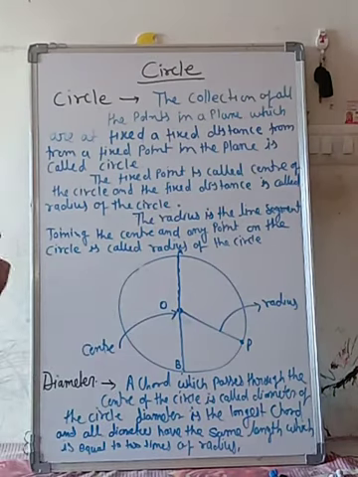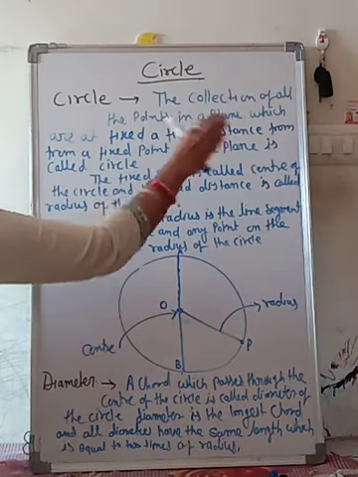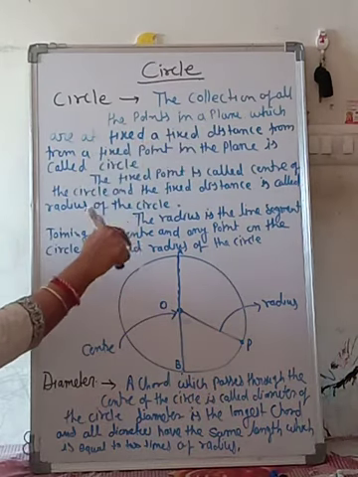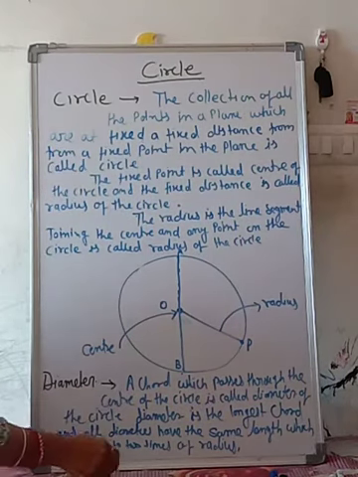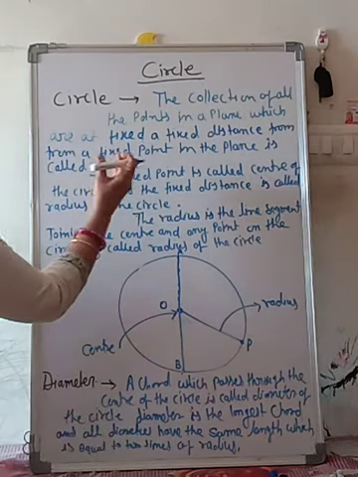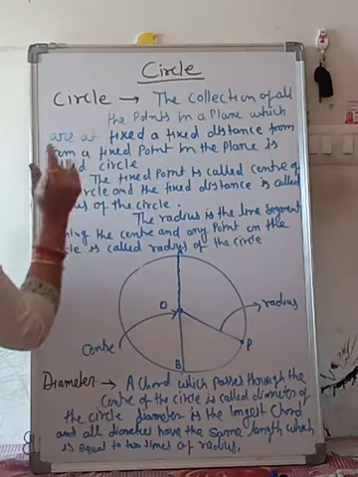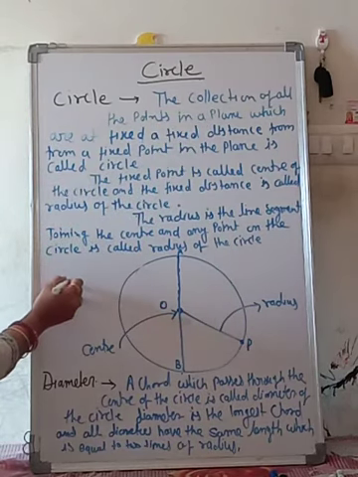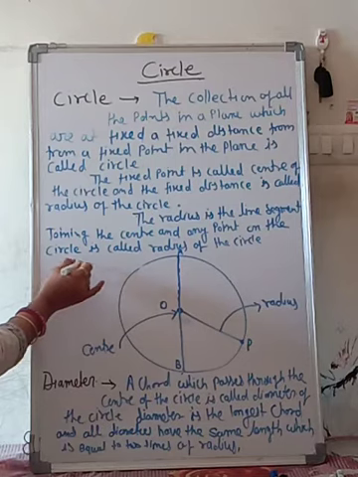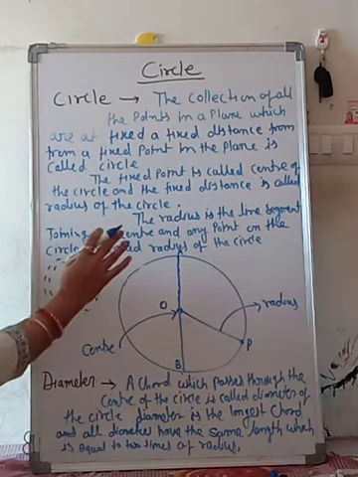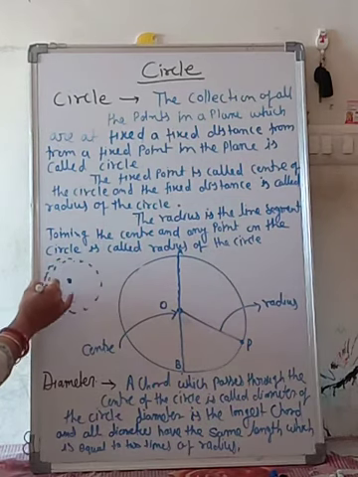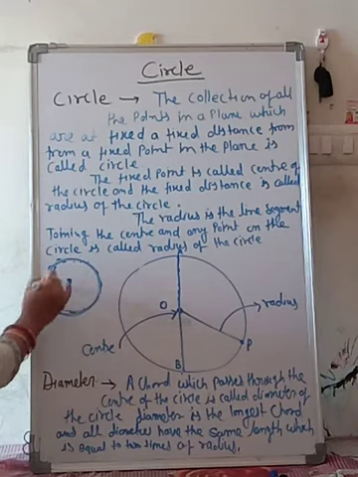So what is a circle? The collection of all the points in a plane which are at a fixed distance from a fixed point in the plane is called the circle. Suppose here we are given a point, and these points are around it. This is the point. The circle is the collection of all points. These are the points, and joining these points makes a circle.